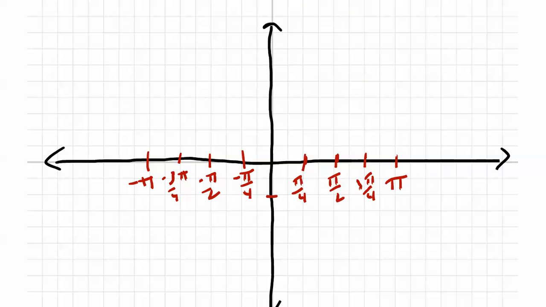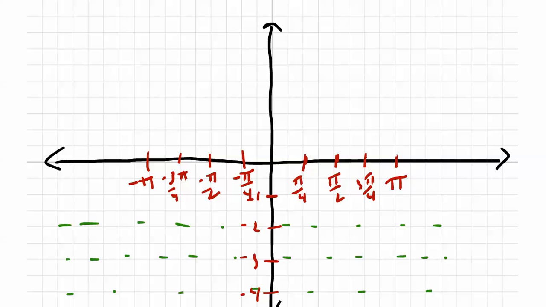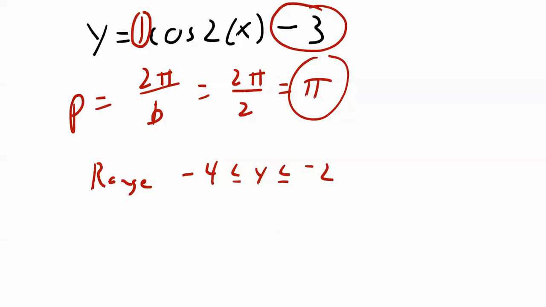So 1, 2, 3, 4, perfect. Okay, so my midline, so that's negative 1, negative 2, negative 3, and negative 4. So my midline was at negative 3. That's where the middle of my graph is going to be. The highest it gets up to is negative 2. Again, you don't need to dash these in. It just sometimes helps knowing that these are the 3 spots I'm going to make all my key points at.